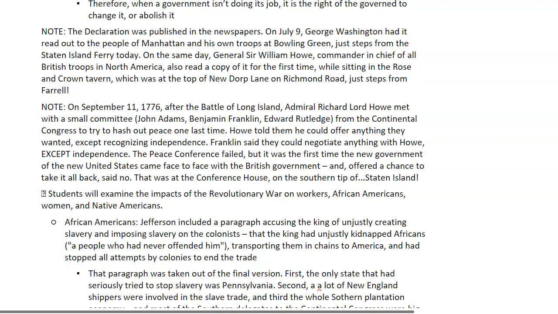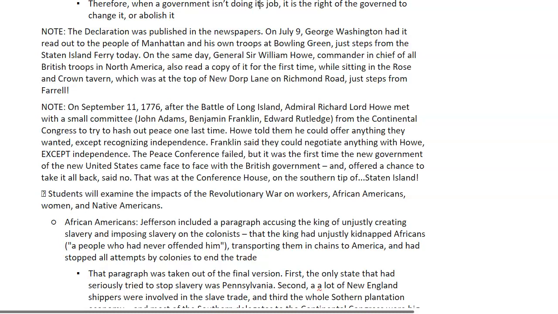The Declaration was published in the newspapers, and on July 9th, George Washington had it read out to the people of Manhattan and to his own troops at Bowling Green. If you go up from the Staten Island ferry, Bowling Green is right up there. It's the first subway stop you come to, just about a block and a half up.